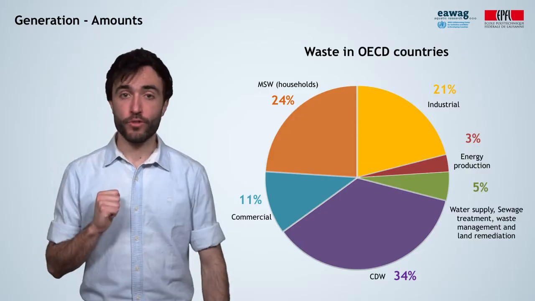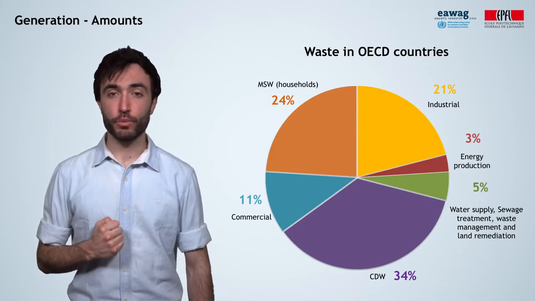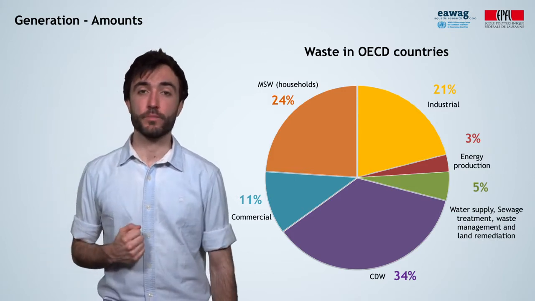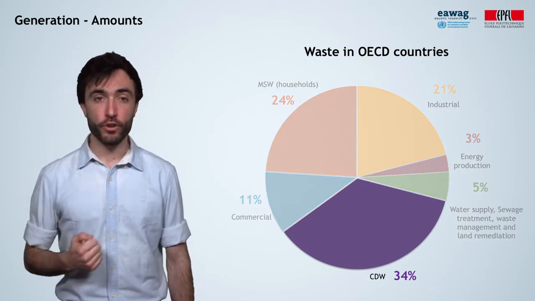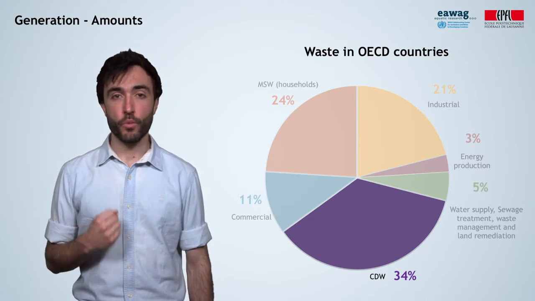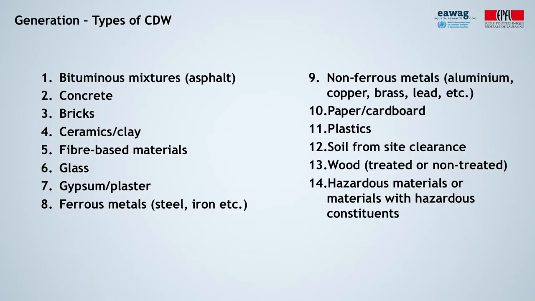What we do know is that construction and demolition waste often represents the largest proportion of total waste generated in weight. In OECD countries, for example, it accounts for 34% of the urban waste generated, as shown here. In terms of the individual components, we consider these 14 categories of materials as the main constituents of construction and demolition waste. You are welcome to stop this video for a second to have a more detailed look at the list.